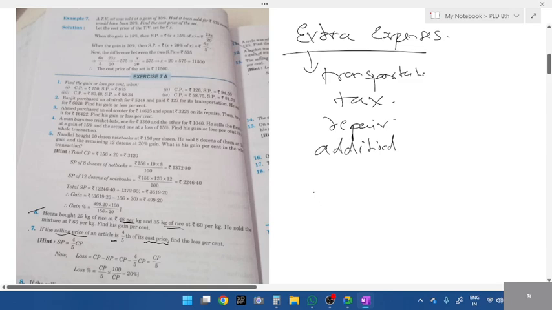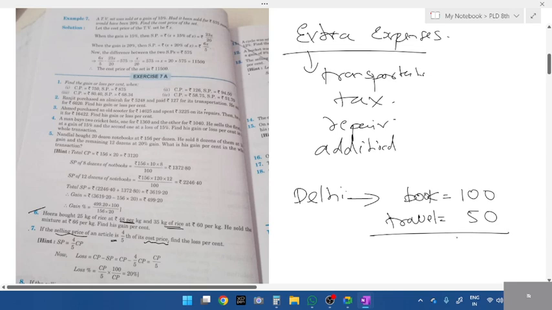I'll give an example, students. If you want to buy a book and you're not getting it in Bangalore, you have to go to some other city. Let us take Delhi. You're going to Delhi to buy a book. The book cost is rupees 100, and you have to travel to Delhi, right? So you have to buy a train ticket or flight ticket. So that traveling charge, think you're spending rupees 50. So what is the total cost you have spent? 150. So that doesn't mean the book is 150. What's the overall expenditure?